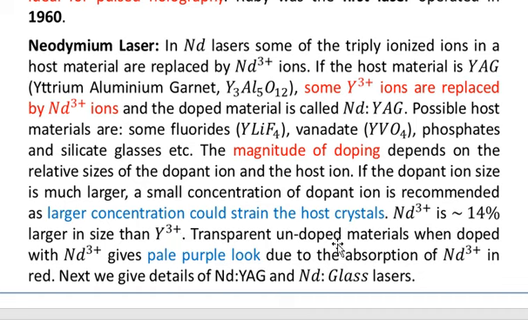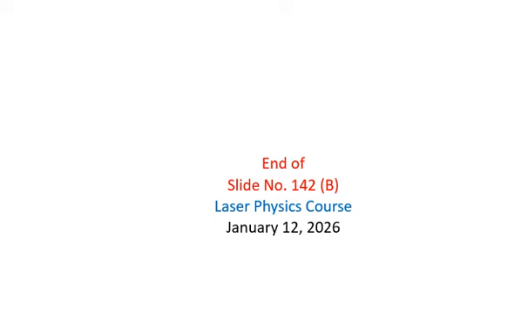The transparent undoped material, when doped with Nd3+ ions, gives a pale purple look due to the absorption of the Nd3+ ion in the host material in red. But this is a very small introduction of the neodymium ion. In the next slide, we shall give you a detailed description of the Nd:YAG laser and Nd glass lasers. So this is the end of slide number 142, that is part B of slide number 142.